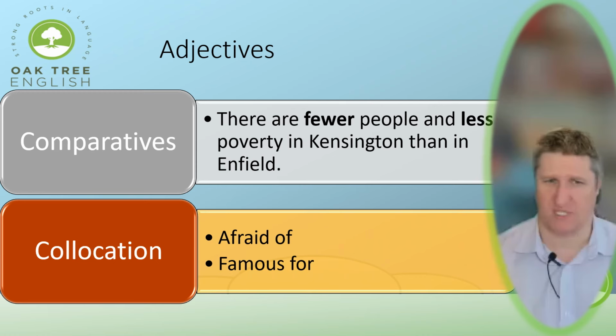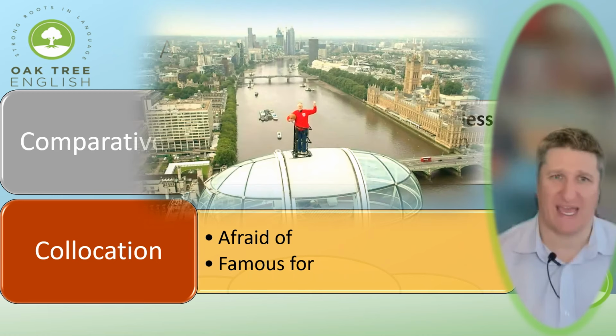For example, London is famous for its history and modern attractions. Don't go on the London Eye if you are afraid of heights. Here's a chap standing right on the top of a London Eye pod, which seems a very silly thing to do. But there we go.